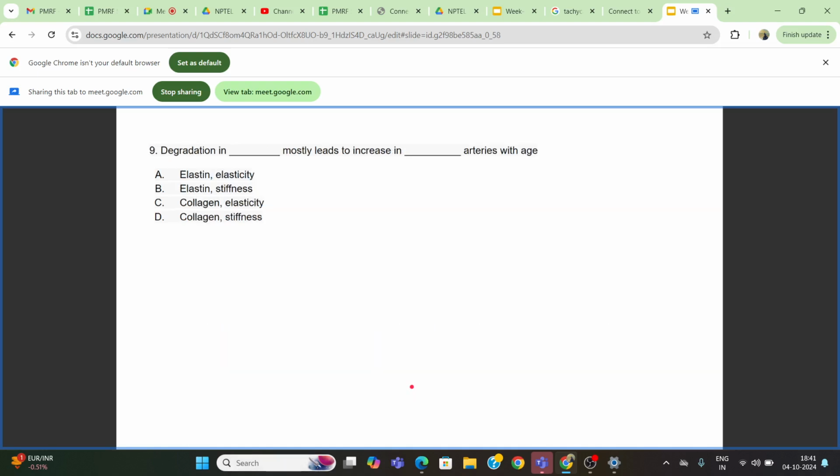Degradation in dash mostly leads to increase in dash with age. So when we get older, something gets degraded. Something happens to arteries. What is degrading? What will happen with age? Fill in the blanks.